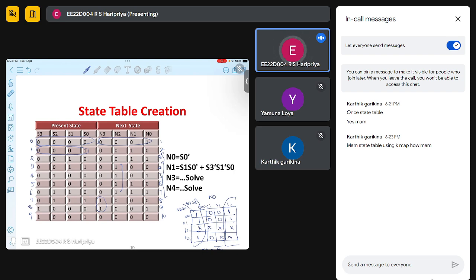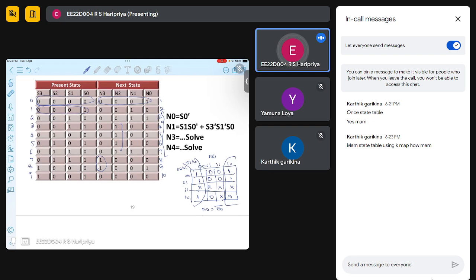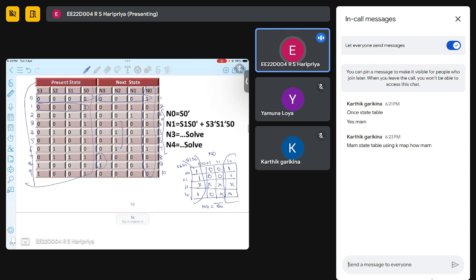State table using K-map. If this is the state table given, for the K-map, say N0, we are simplifying this one. So this is in order, right? Now, for the 0, this bit position, it is 1. Next, it is 0. So here 0.